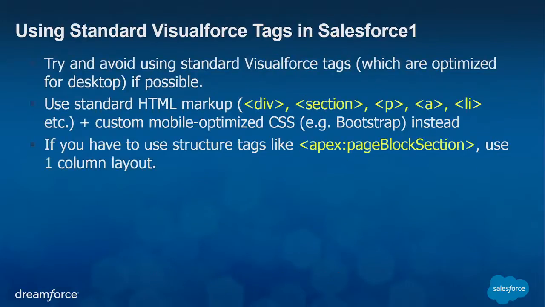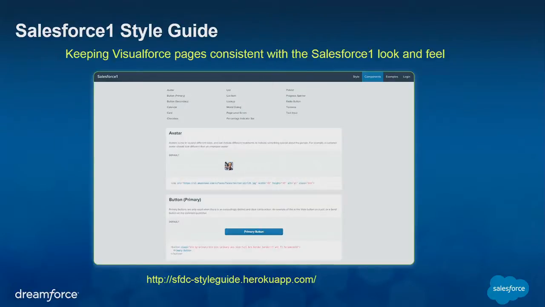Standard Visualforce tags: like I said, try to avoid them if you can. Leverage standard HTML markup, and then mobile optimized style sheets. Keyword here, mobile optimized. Use those things. Like I said, the Salesforce1 Bootstrap, SF1, Twitter Bootstrap, those are probably the best way to go. If you have to use structure tags, use the one column layout. Hopefully that makes sense, because on your phone, if you try to get two columns, it'd be pretty hard.